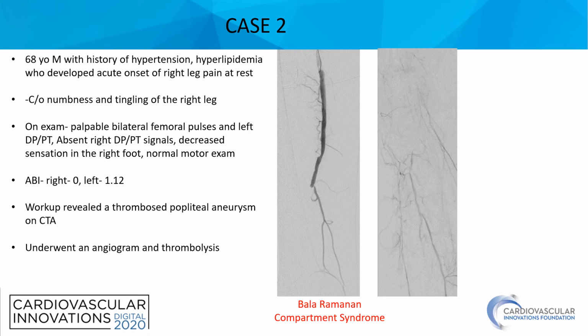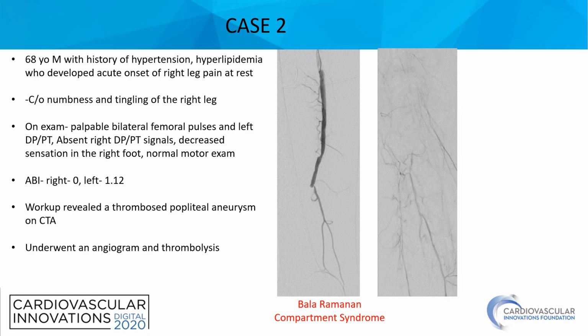My second case is a 68-year-old male who has history of hypertension, hyperlipidemia, and who developed acute onset of right leg pain at rest. He complained of tingling and numbness of the right leg. On exam, the patient had palpable bilateral femoral pulses and left DP and PT pulses. However, the right DP and PT signals were absent. He had decreased sensation in the right foot and a normal motor exam.